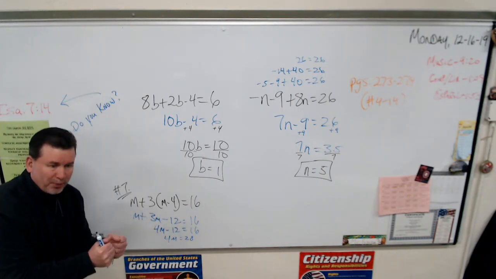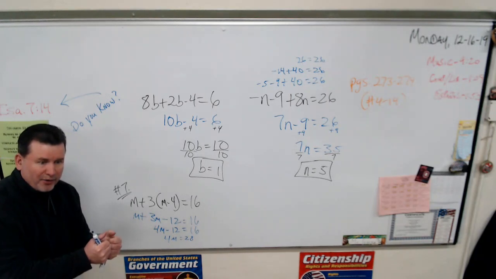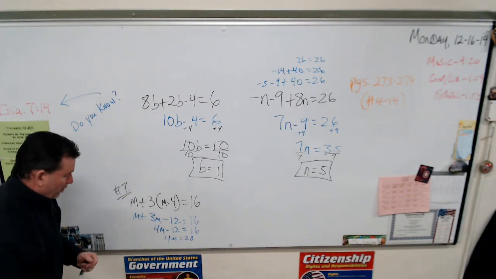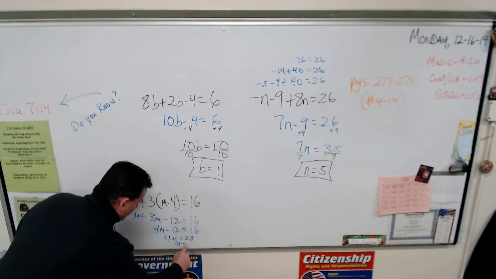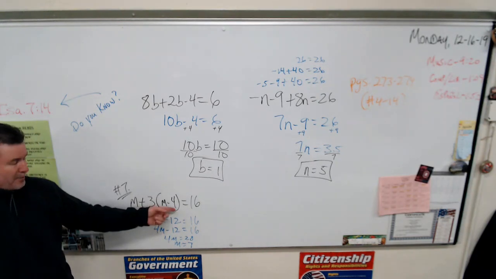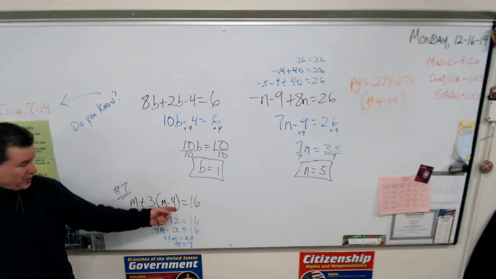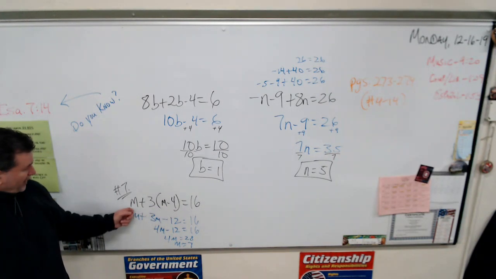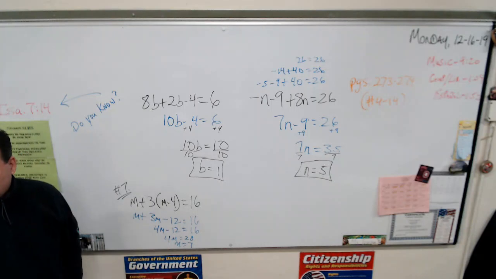How do I get rid of the 4? 4m, that means they're multiplied together. How do I undo it? You divide by 4. Divide both sides by 4. m equals 7. True? What's 7 minus 4? 3. What's 3 times 3? 9. What's 7 plus 9? 16. Boom.